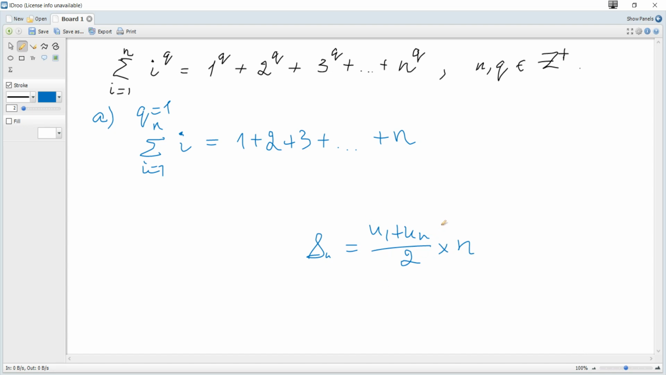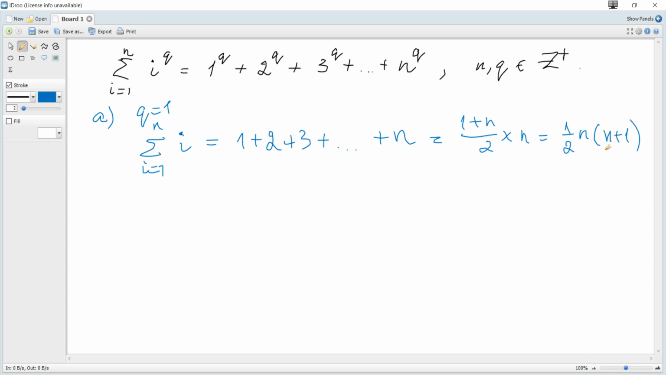But be aware, because this n and this n may be different. For example, if the sum is from 0, not from 1, there will be n plus 1 terms. So here there are n terms, so n is n and u1 is 1, so it becomes 1 plus n over 2 multiplied by n, which is a half multiplied by n plus 1 as required. Consider the case when q is 2.